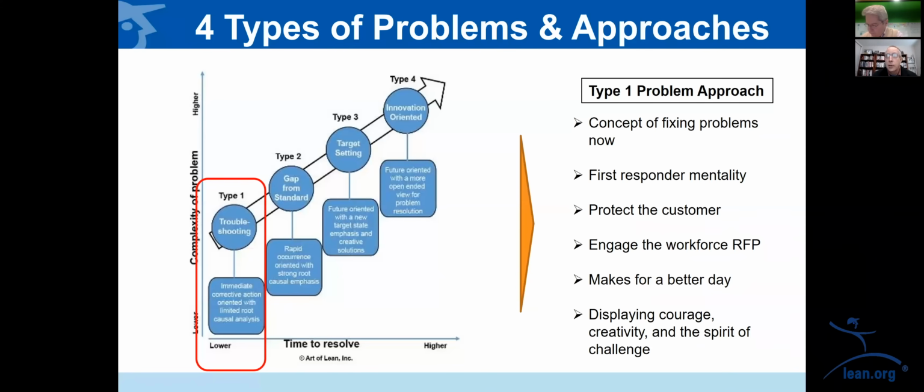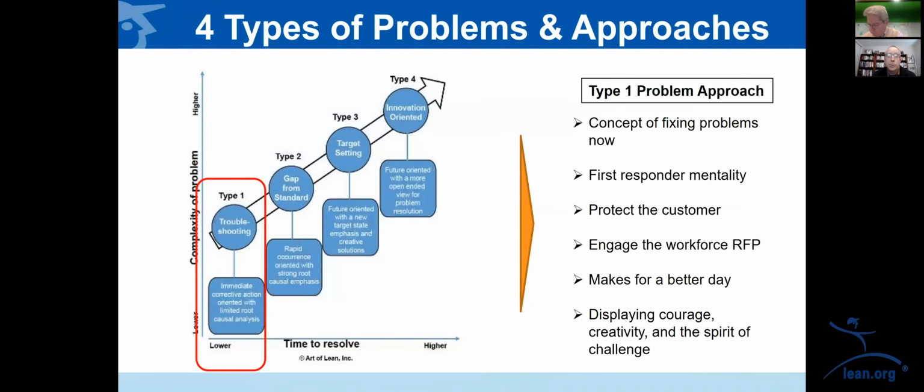But the type 1 problem solving approach appeals very much to those just do it people, okay, accommodators who like to work with people, like to go after things now, troubleshoot things. A lot of first responders. I mean, I'm not putting this down at all. If you're a firefighter and you run into a burning building, my hat's off to you.